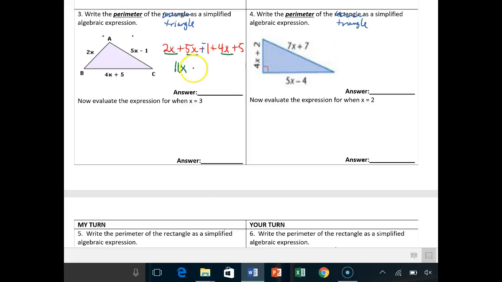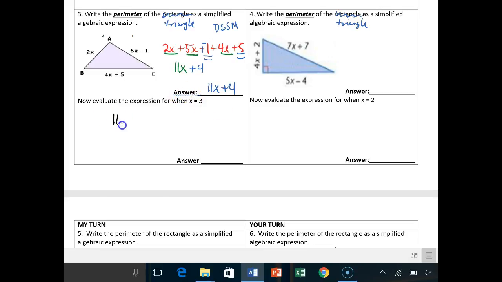And now we're going to go ahead and add our constants. We have negative 1 plus 5. Remember your integer rules. Negative 1 plus 5. These are different signs, so I subtract, and I keep the sign that has more. So DSSN. I have more positives, so that's why it's going to be plus 4. 11x plus 4. Okay, now evaluate the expression when x is 3.